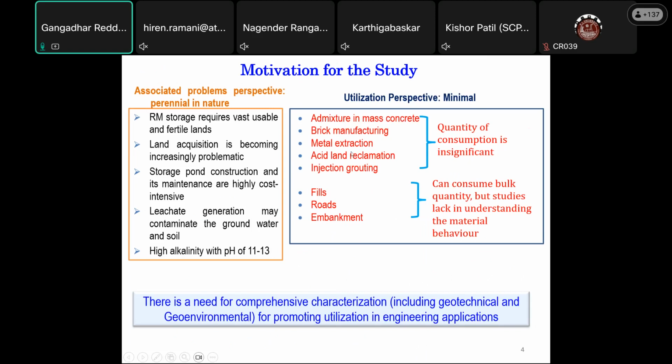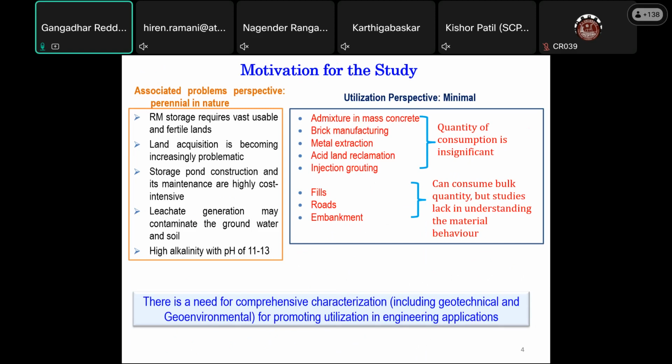Whereas in fields, roads, and embankments, there is a chance to utilize this material in bulk volumes. In the first five cases, it's only consumption of a little bit of red mud, so we cannot use it in bulk. But in roads, fields, and embankments, we can use this material in bulk quantity. But at the time of my study, when I started my PhD in 2015, there were very few studies.